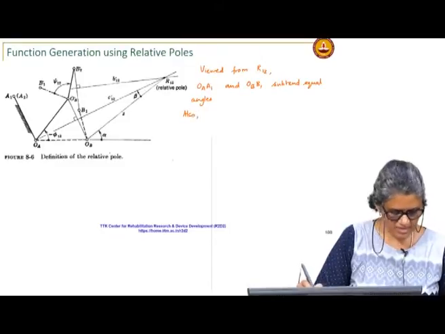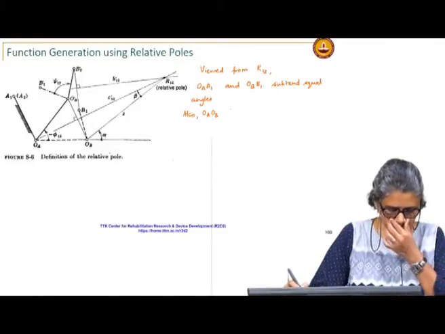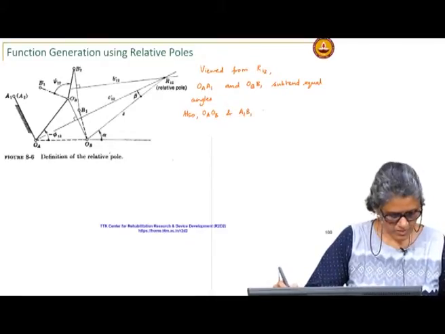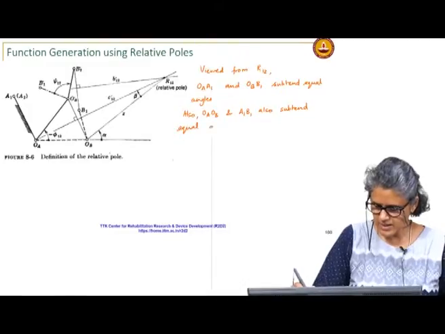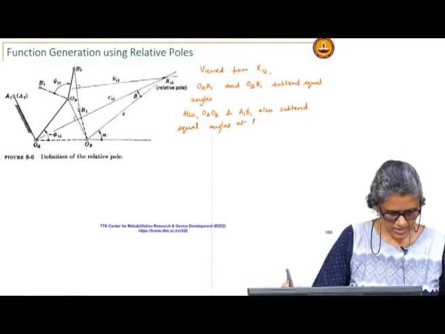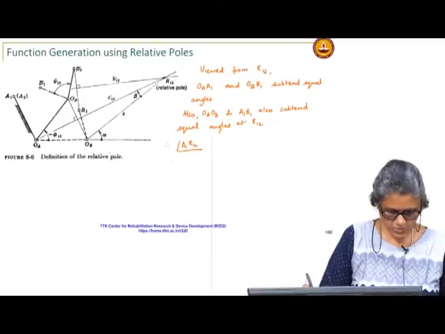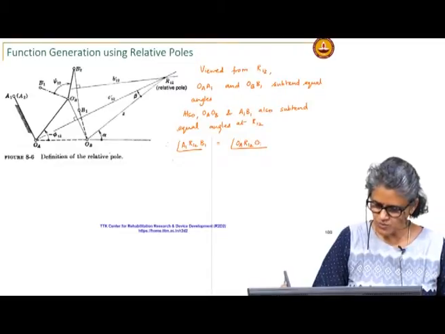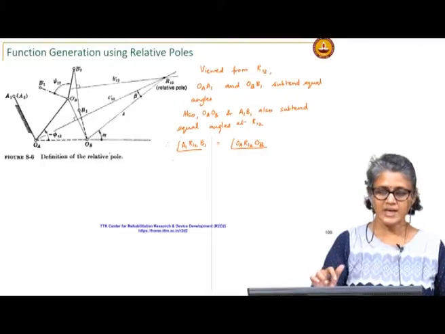Also, it is the same with the frame and the coupler: OA, OB and A1 B1 also subtend equal angles at R12. Therefore, we will use angle A1 R12 B1 equal to angle OA R12 OB. So, now if I know OA OB and I know phi 12 and psi 12, I can find the relative pole.